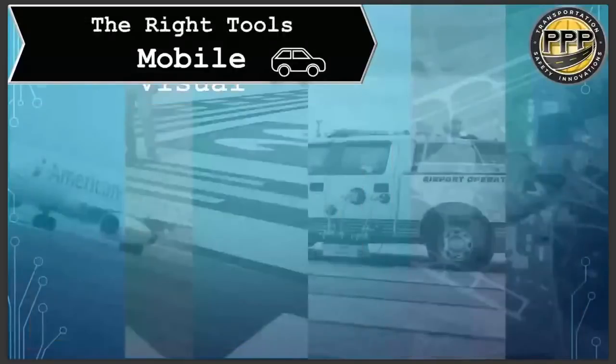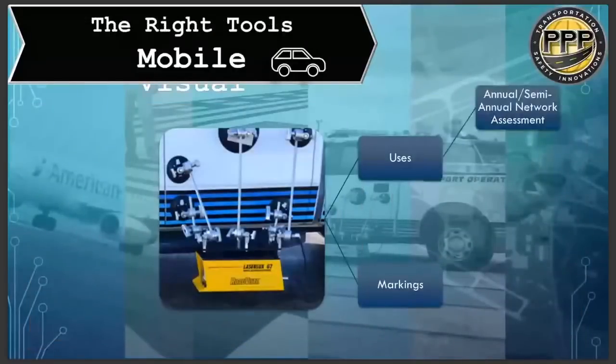Where we would use a mobile is annual and semi-annual network assessment. We use the word network in the roadway industry. For instance, the state of Florida, I think it's around 50-something thousand miles a year that they assess. They do a full assessment of all state-owned or state-managed roadways every year, and that's called a network assessment. In your case, the entire airfield would be assessed.